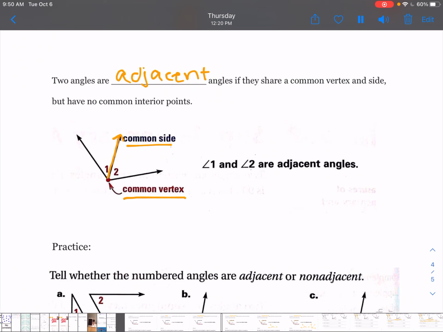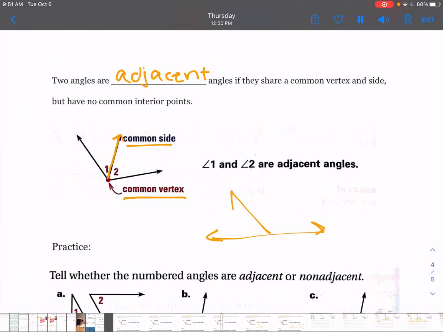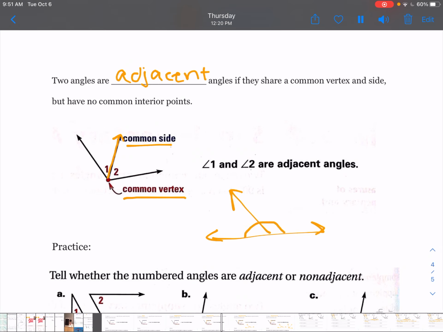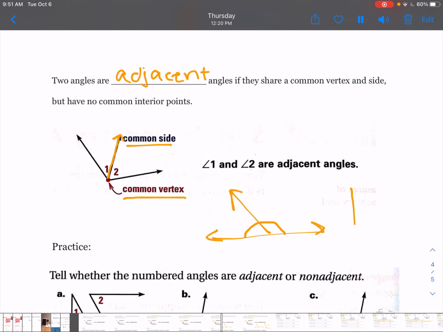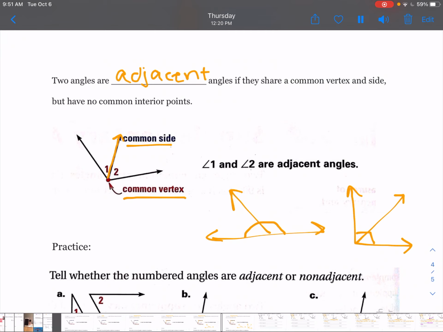Now an angle could be supplementary and adjacent, like this, because those two angles together, we remember a straight angle is 180 degrees. So these two angles that make up a straight angle that are back to back, that would be adjacent and supplementary. Or you could have something like this, where you have a right angle made up of two smaller angles. Those are adjacent and complementary. They don't have to be mutually exclusive.